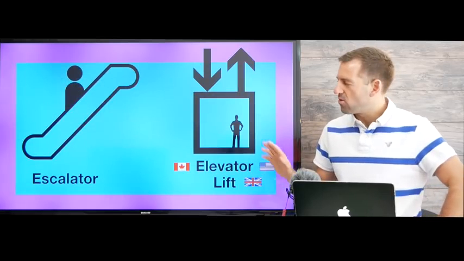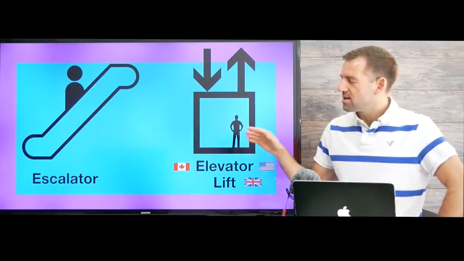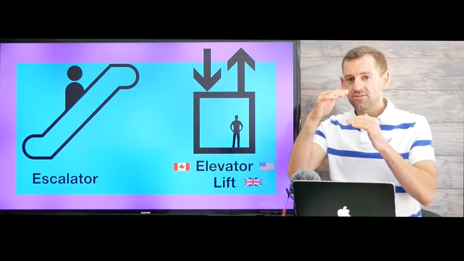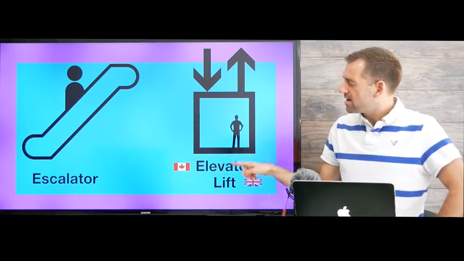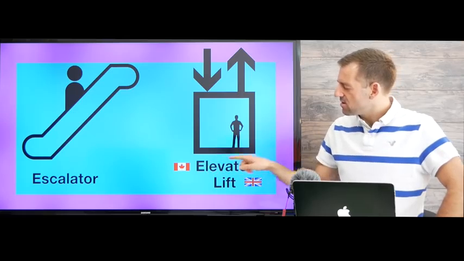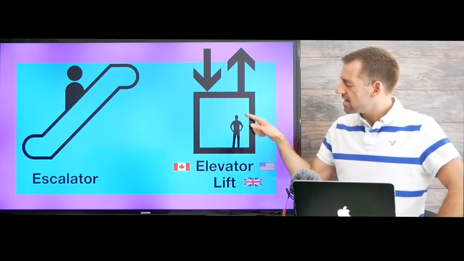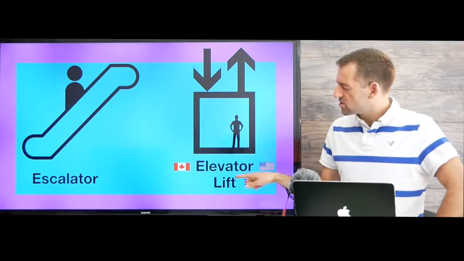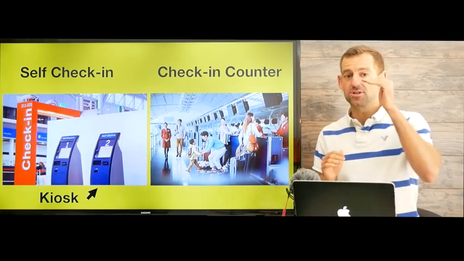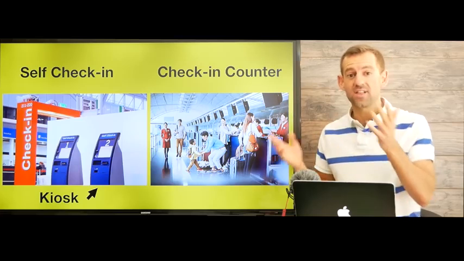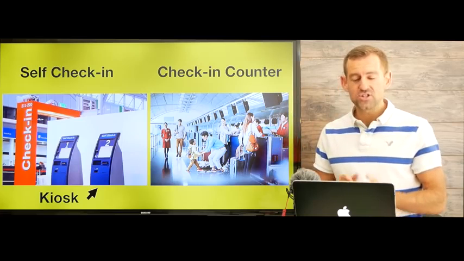Okay, now when you're in the airport, to get between the levels, you're going to take an escalator or an elevator. In Canada and the US, this is called an elevator. In the UK, it's called a lift. So let's say we're going to the departures level and we're going to fly somewhere. Then we need to check in.